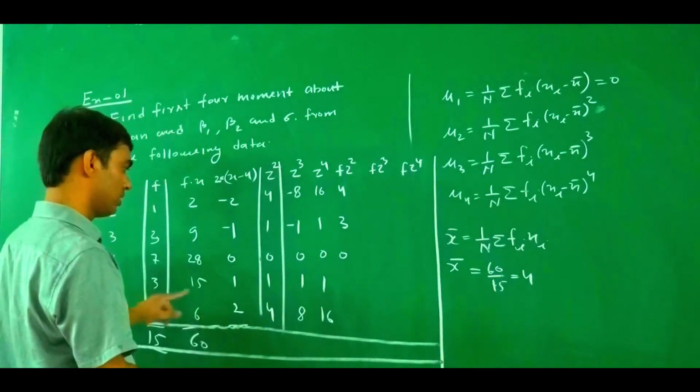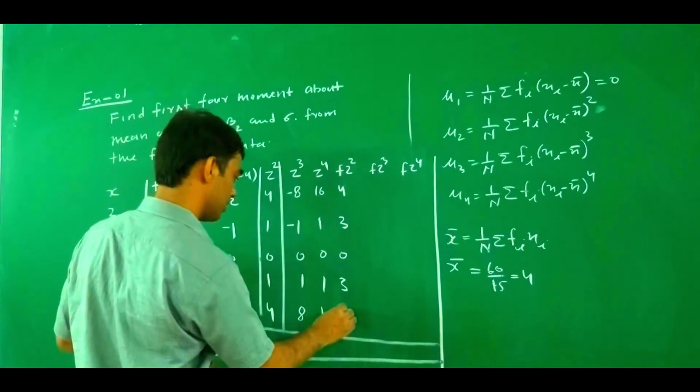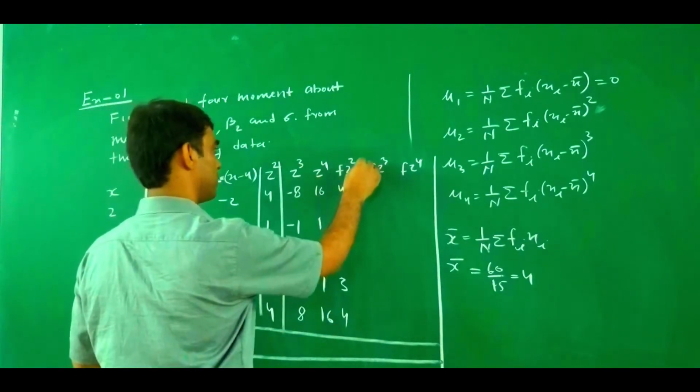Then this one is a 0. 3 multiplied by the 1, this one is a 3. 1 multiplied by the 4, this one is a 4. So now the next one.